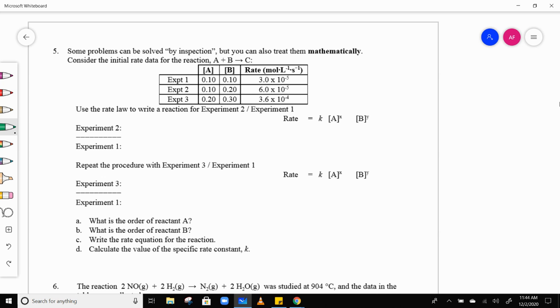So here, this one's easy too. I wonder if there's any ones that are not.